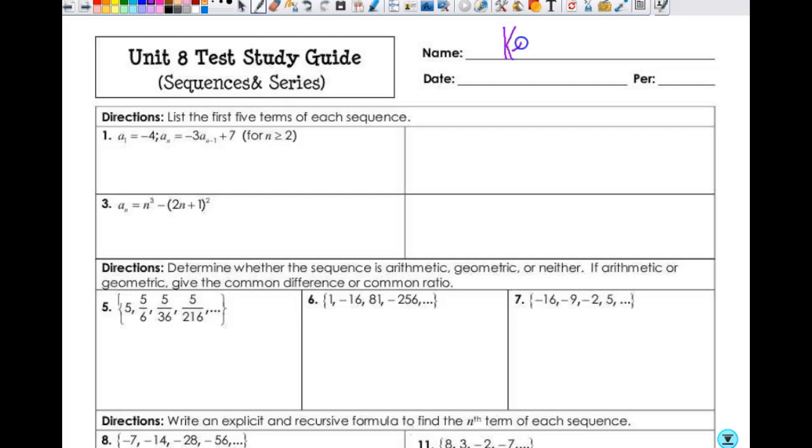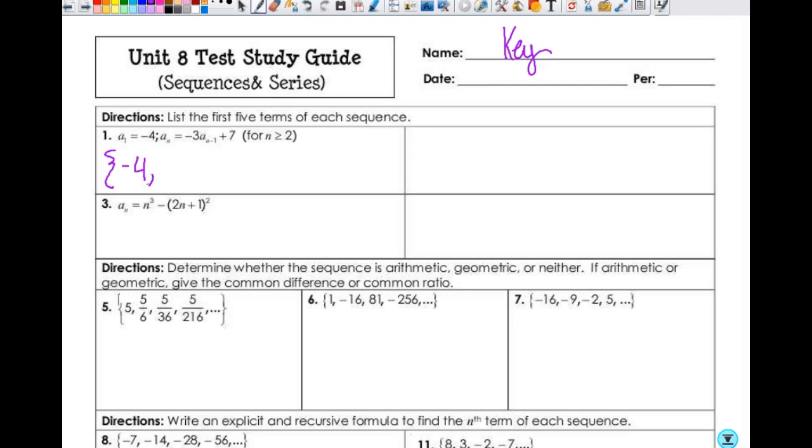Okay, here is your test review. First set of directions says to list the first 5 terms in each sequence. This is given to me as a recursive sequence, so I know what my first term is. It tells me A1 is -4.